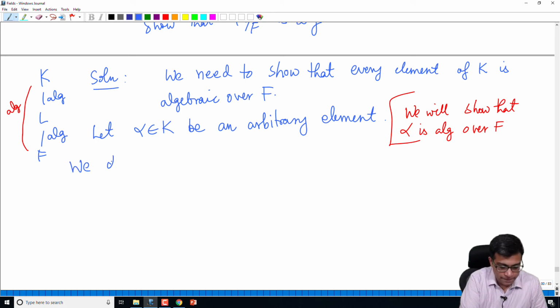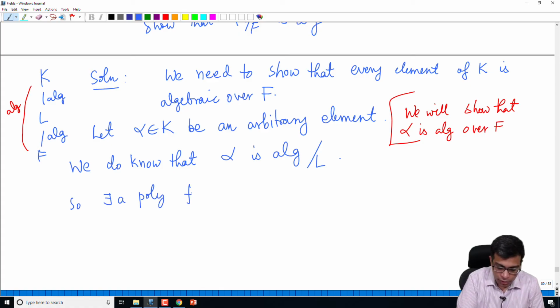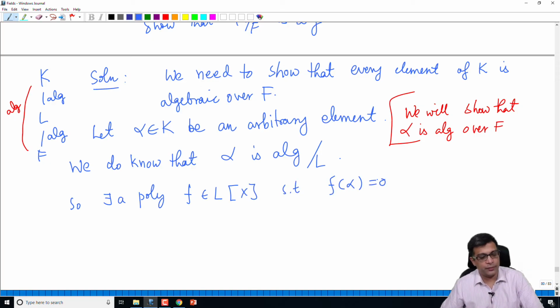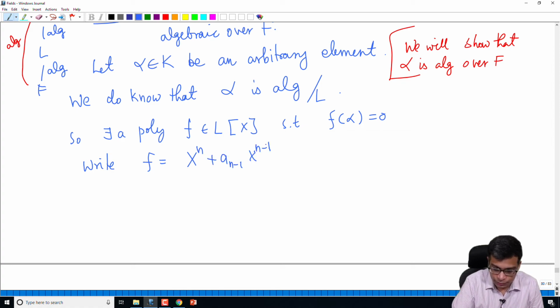We do know that alpha is algebraic over L, right? Because K is algebraic over L. That means every element of K is algebraic over L. So there exists a polynomial f in L[x] such that f(alpha) is 0. So there is a polynomial with coefficients in L which has alpha as a root. So suppose we have f as x^n + a_{n-1}x^{n-1} + ... + a_1 x + a_0, and remember the a_i's are in L.